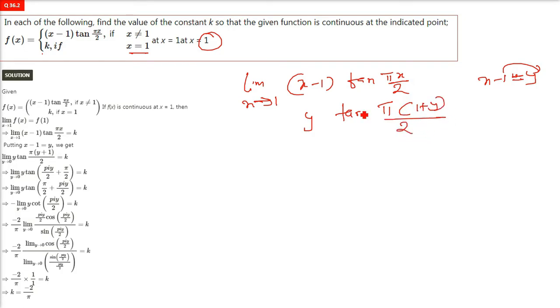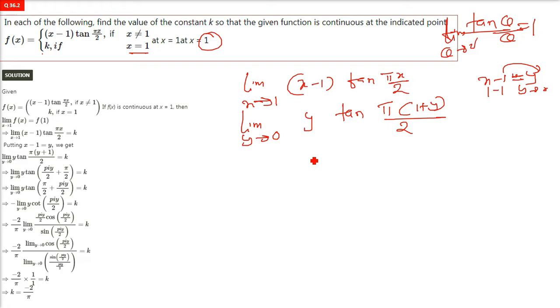Okay. Now the limit will change because it is x minus 1 equals 0. So x tends to 1. So y will tend to 1 minus 1, that is 0. So limit y tends to 0 you have. And we know that tan theta by theta, limit theta tends to 0, is going to be 1. We already saw that. But are we going to get the exact result? Let's see what we get.